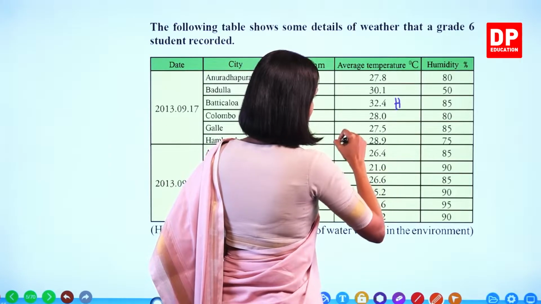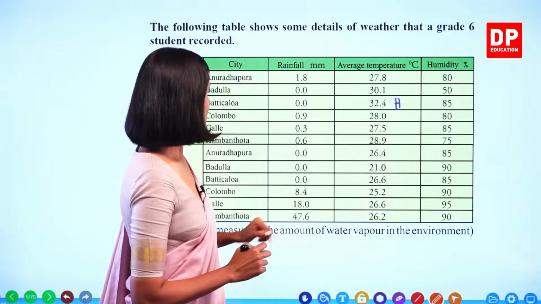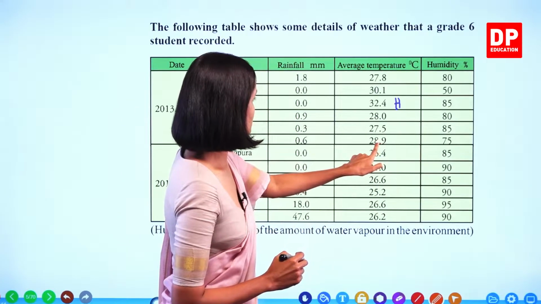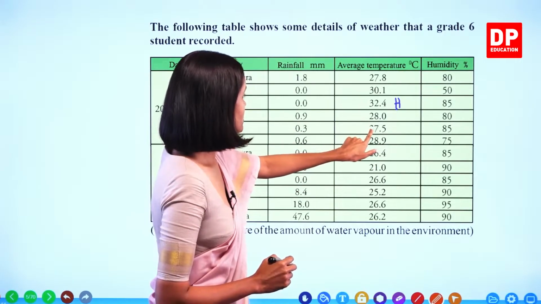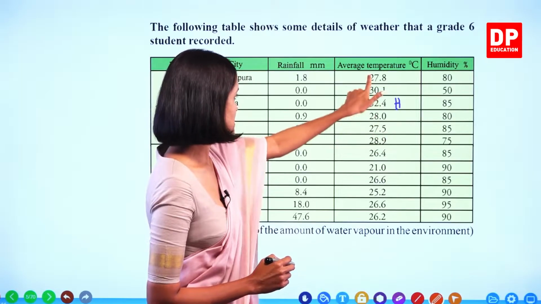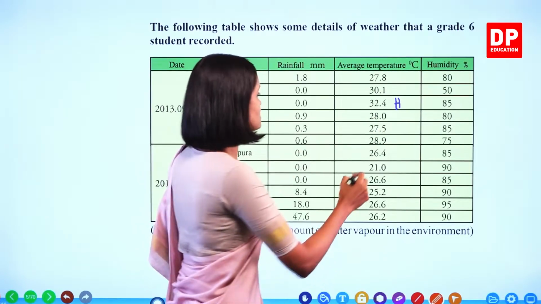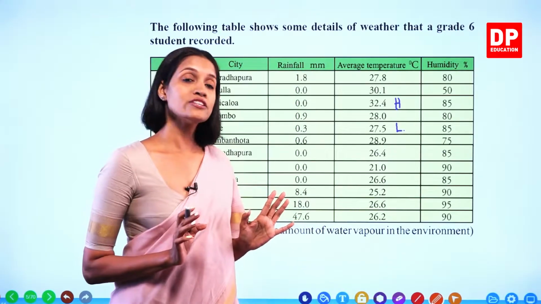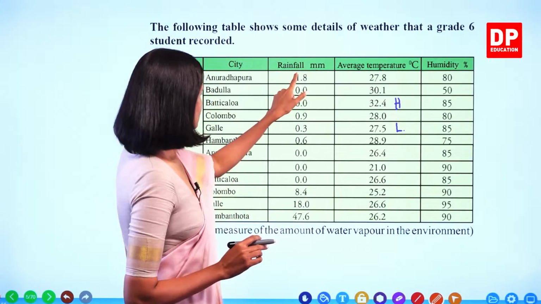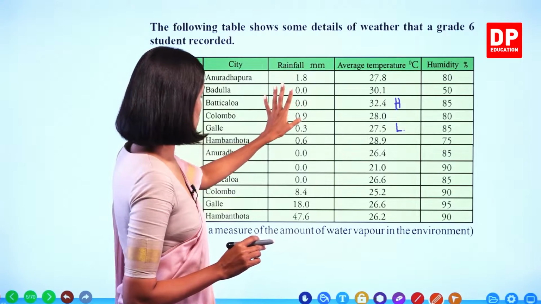I'll write highest. Which city has the lowest temperature, children? Now here this one is 27.8, 27.5. This is less than this, therefore Galle has the lowest temperature. Right, children? So we'll consider this one as well. We could not mention that.